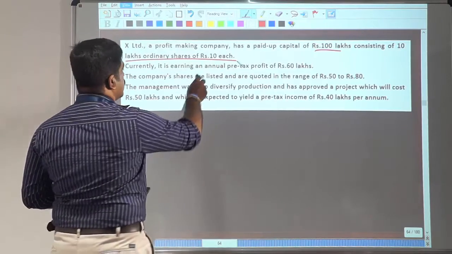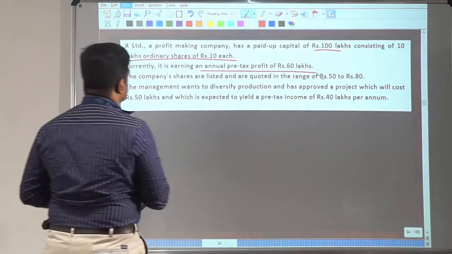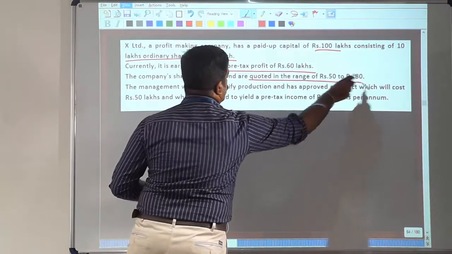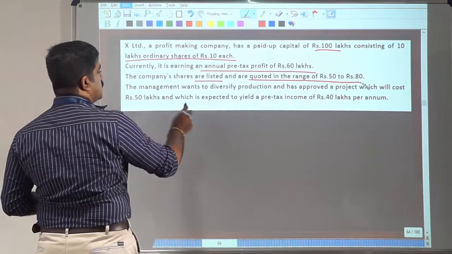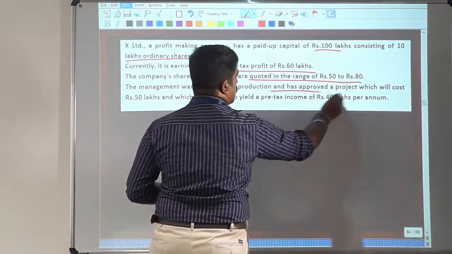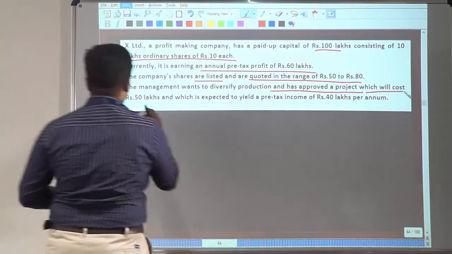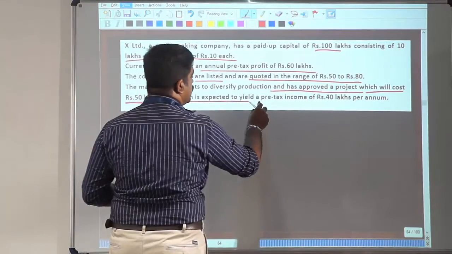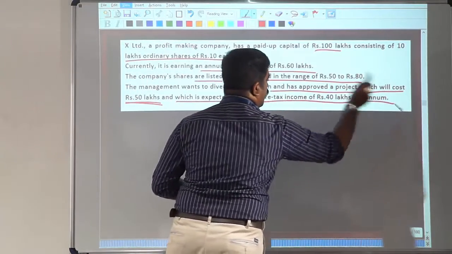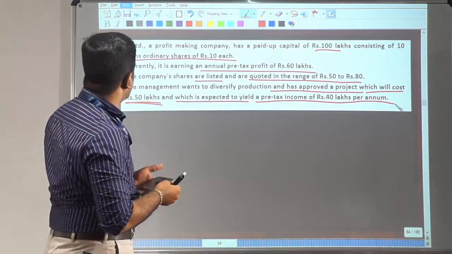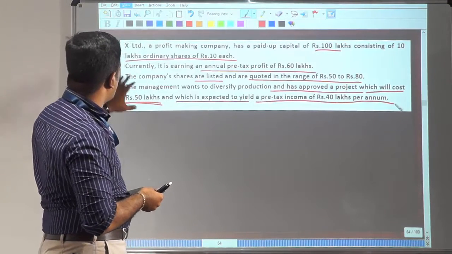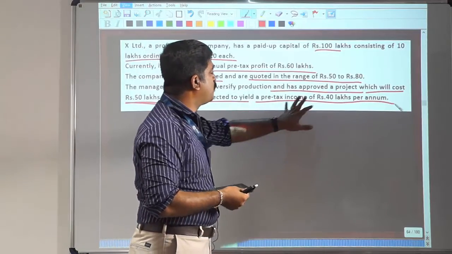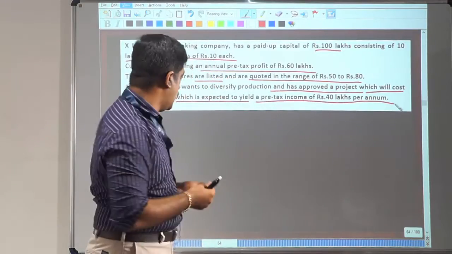Currently, it is earning an annual pre-tax profit of 60 lakhs. The company shares are listed and are quoted in the range of 50 to 80. The management wants to diversify production and has approved a project which will cost rupees 50 lakhs and which is expected to yield a pre-tax income of 40 lakhs per annum. Okay, so the company is actually going for a project. The cost of the project is 50 lakh, and if they take up this project, every year they'll get pre-tax income of 40 lakhs per annum.